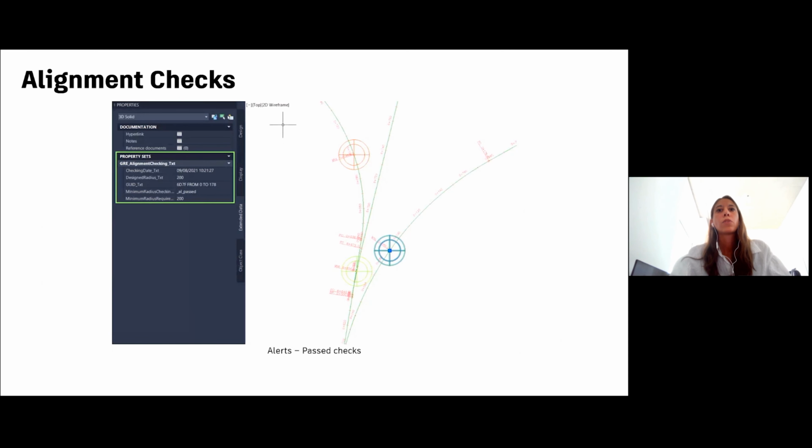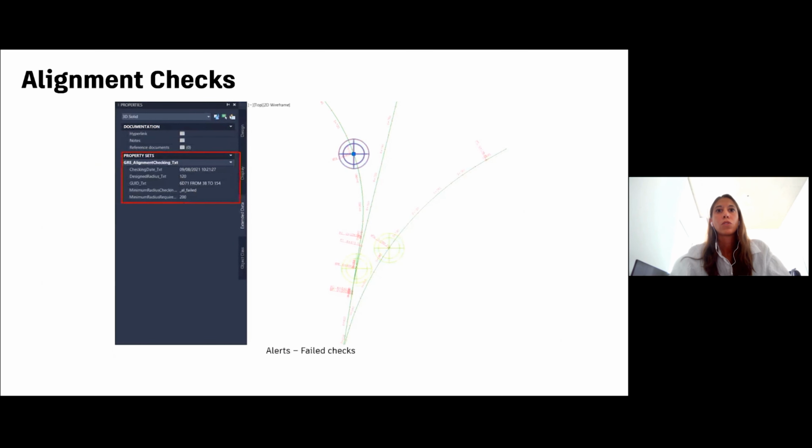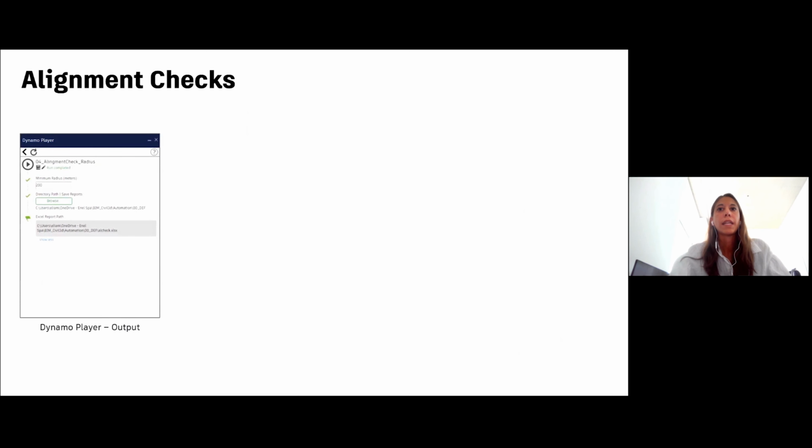The first example here that we can see is for the radii that passed the check, so are highlighted here in green. And the second example is for the red, so for the ones that failed the check. Once Dynamo Player finished the analysis, as output we have here the path where the Excel report is saved.